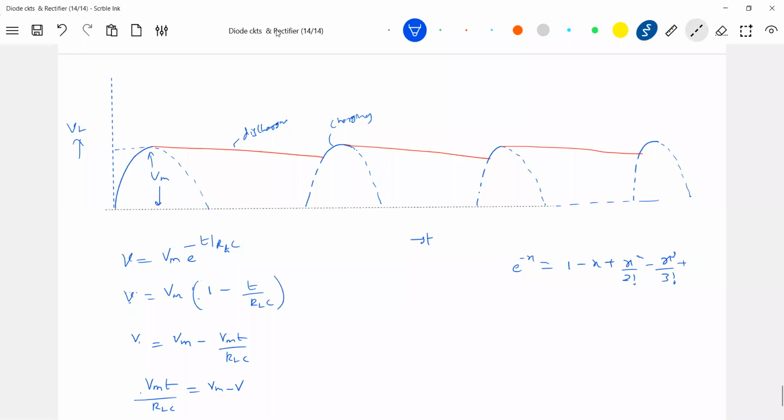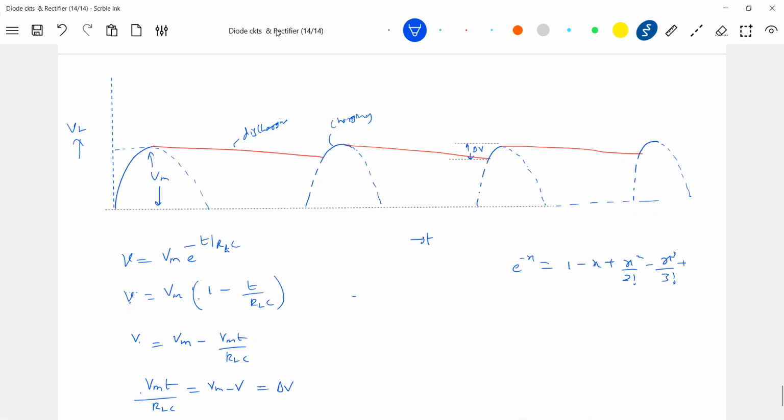So what is the fluctuation you are seeing? Is that okay? So this was the fluctuation. If you just go for the horizontal line, like this, small fluctuations are there. You can see this part here is the fluctuation. So delta V is equal to this one.